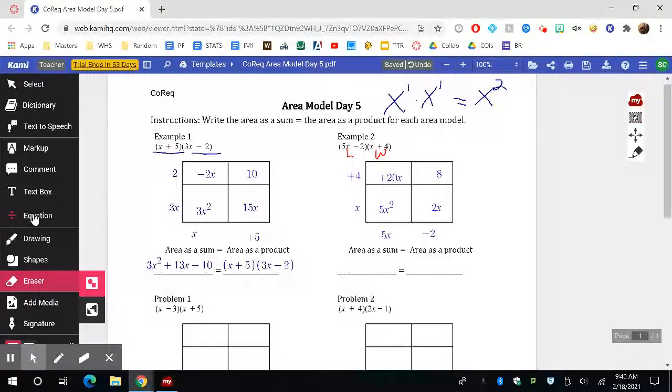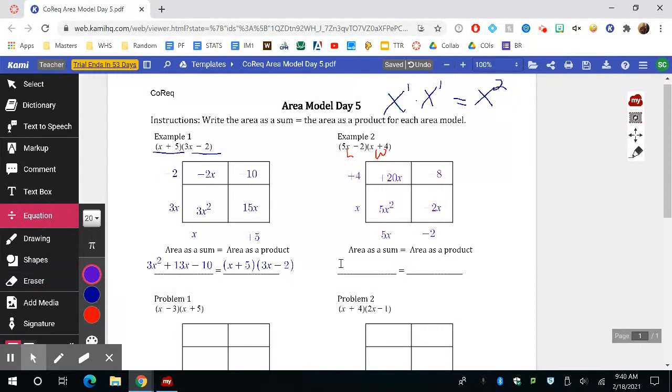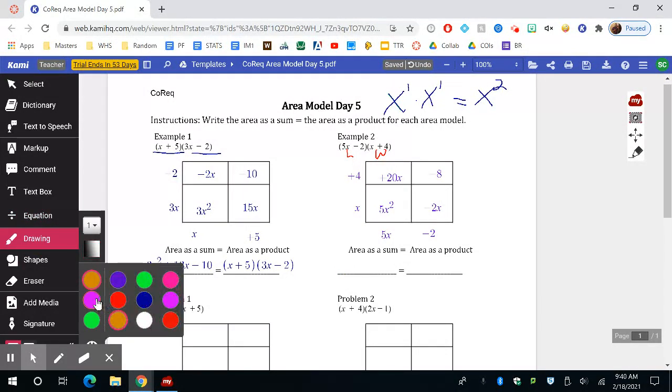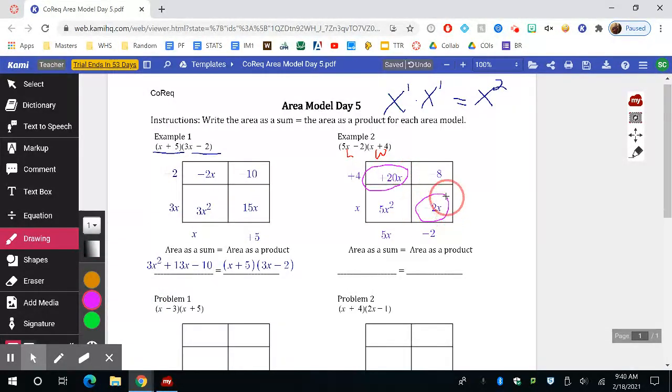Now all I have to do is write that as the area as a sum here. But before I do that, I need to identify if I have any like terms. Okay, and my like terms here are 20x plus 20x and minus 2x. Okay, so plus 20x minus 2x gives me 18x. So those two combined give me 18x. So that's what I'm going to use here.